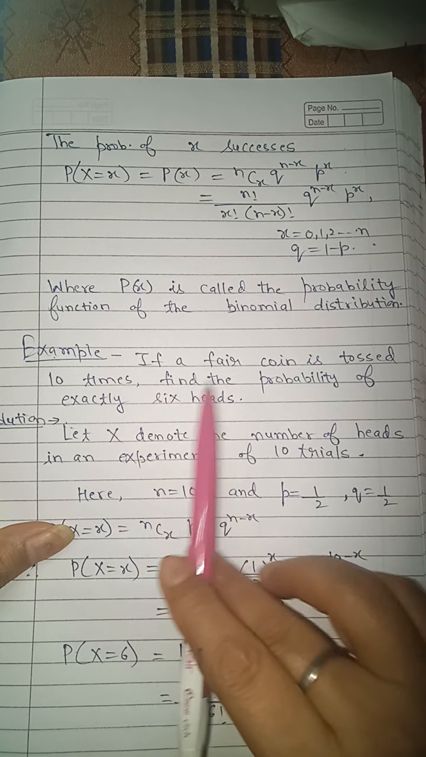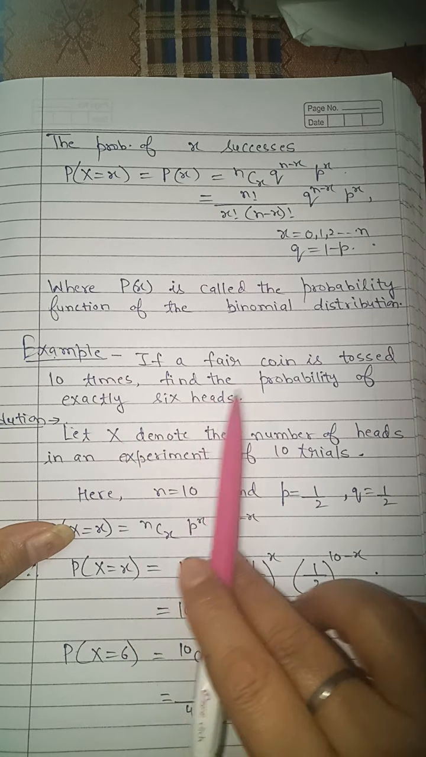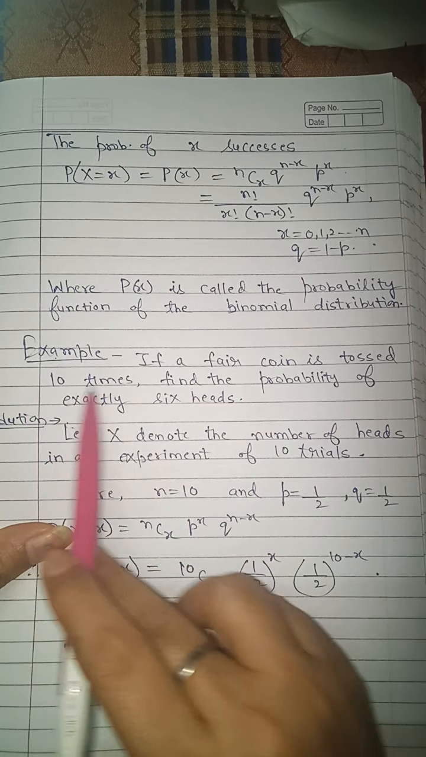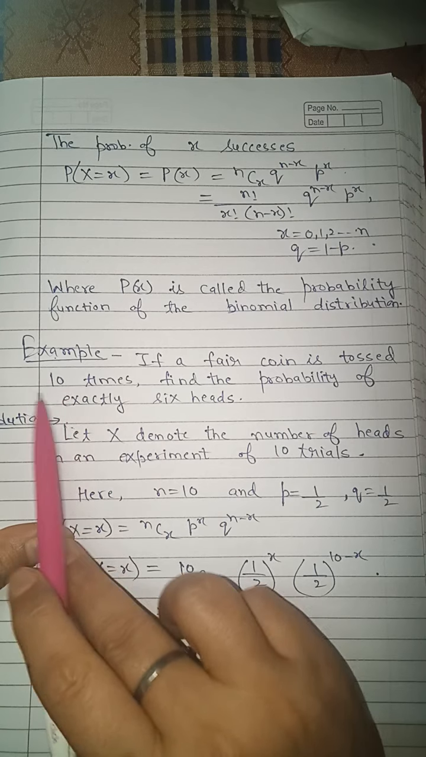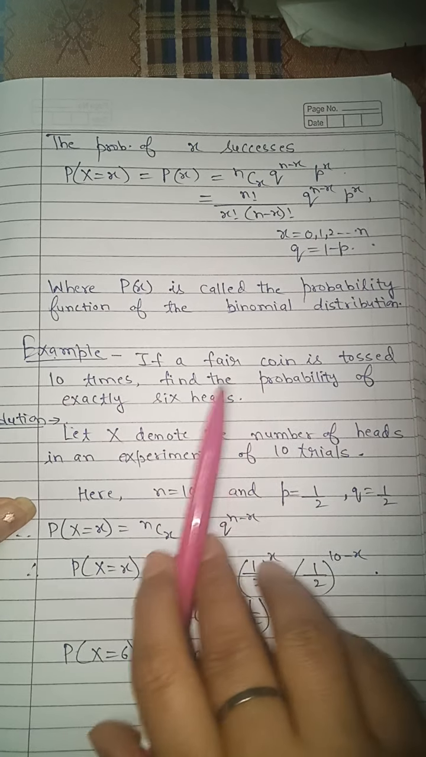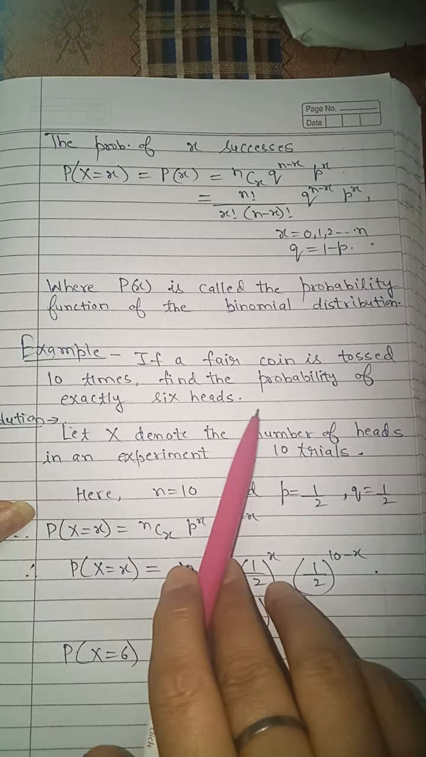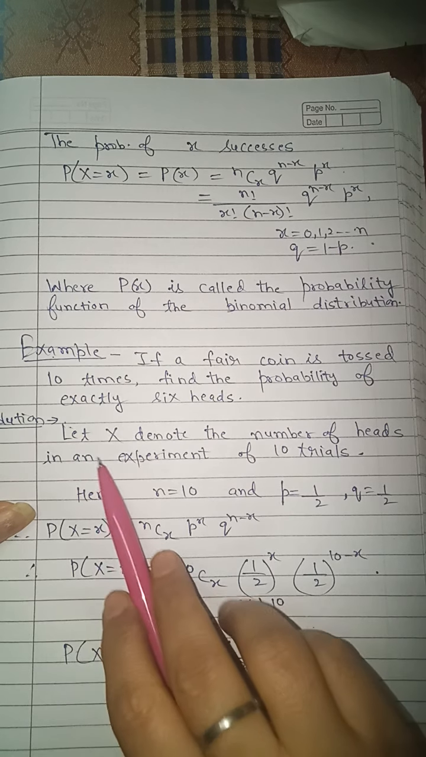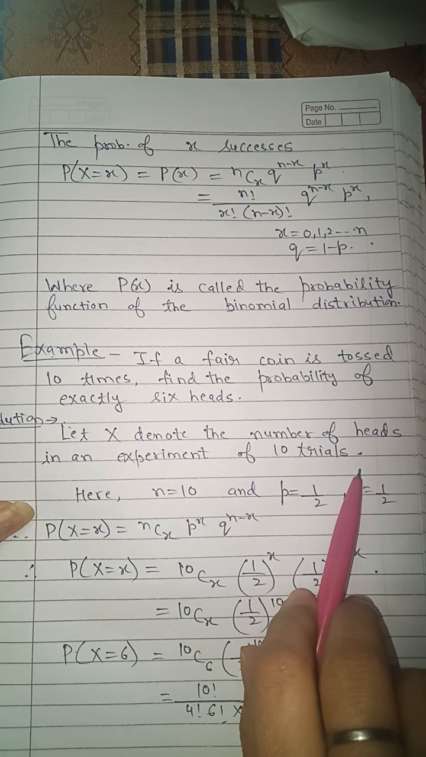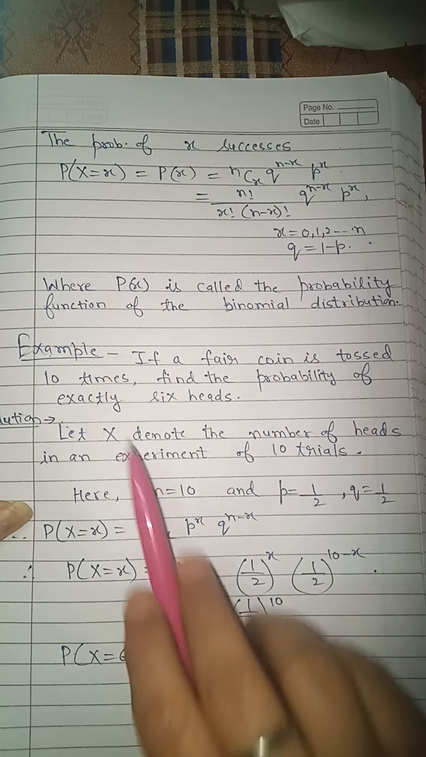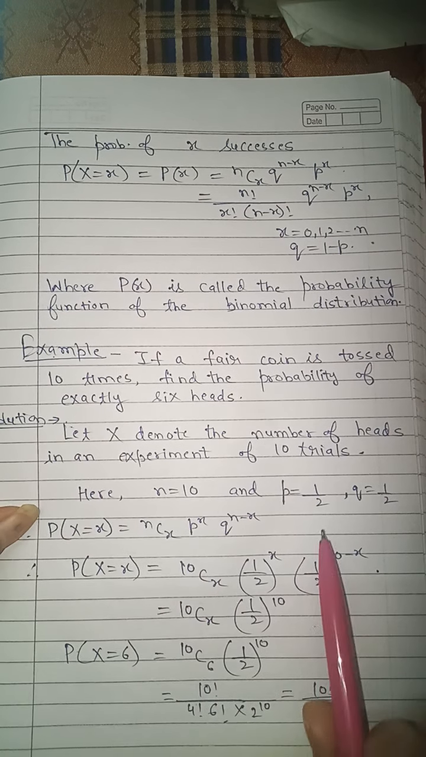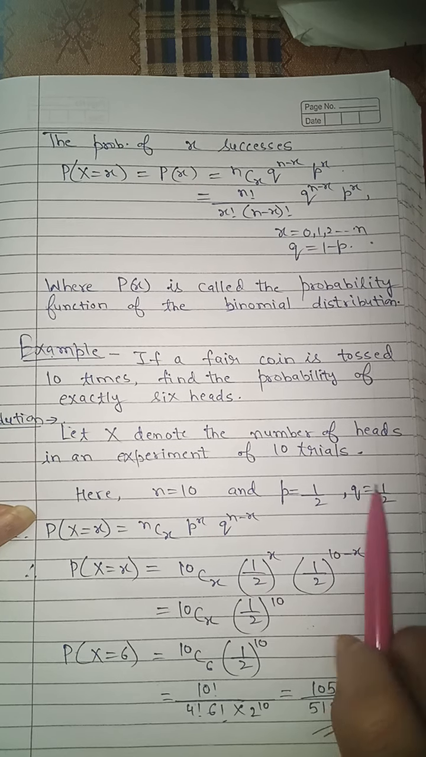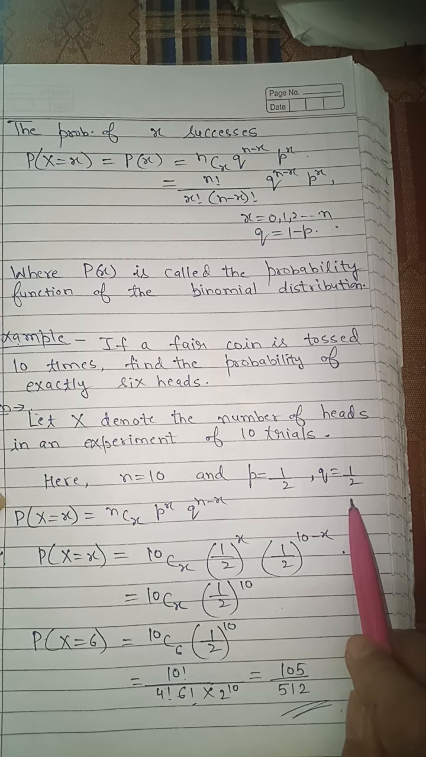Example, see this. If a fair coin is tossed 10 times, find the probability of exactly 6 heads. So it is 10 times, this is the value of n. 10 times we are tossing the coin and probability of exactly 6 heads, so the value of x will be 6. Let x denote the number of heads in an experiment of 10 trials. Here n is 10 because it was tossed 10 times. Probability of getting a head will be 1 by 2. So getting a tail, means failure, will be again 1 upon 2.